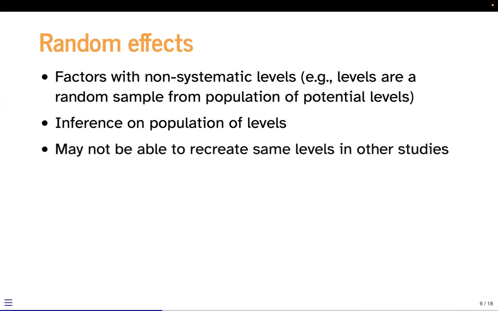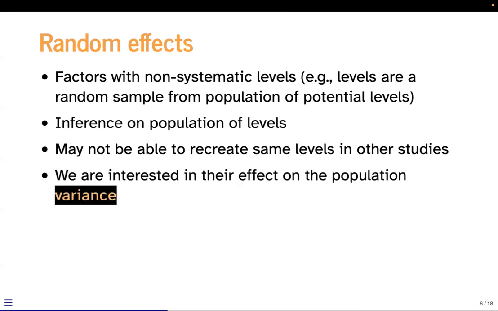And because we are randomly selecting these levels, you may not be able to recreate the same study across other situations. And a key difference here is that whenever we treat something as random effects, it's because we're interested in the variance of that effect, not the mean. I don't care about the mean effect of 0, 100 to 100. I want to know what variance effect that has on yield instead.